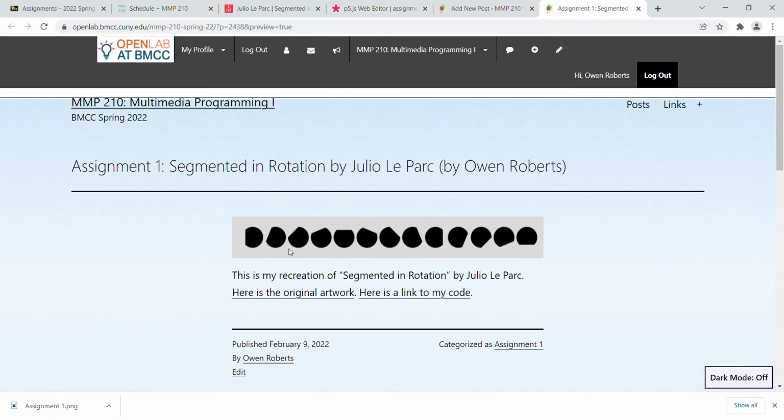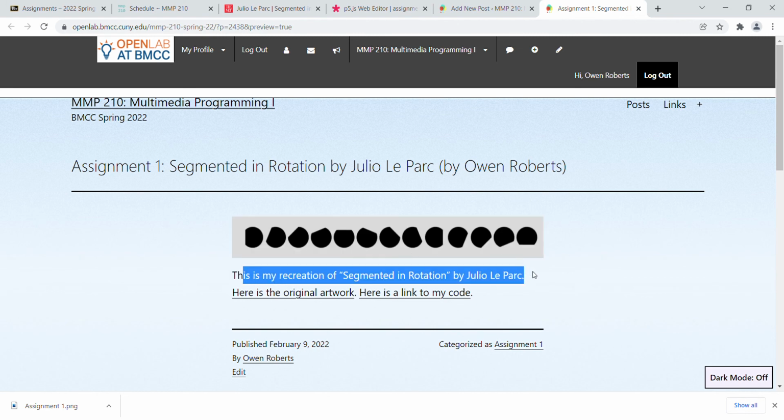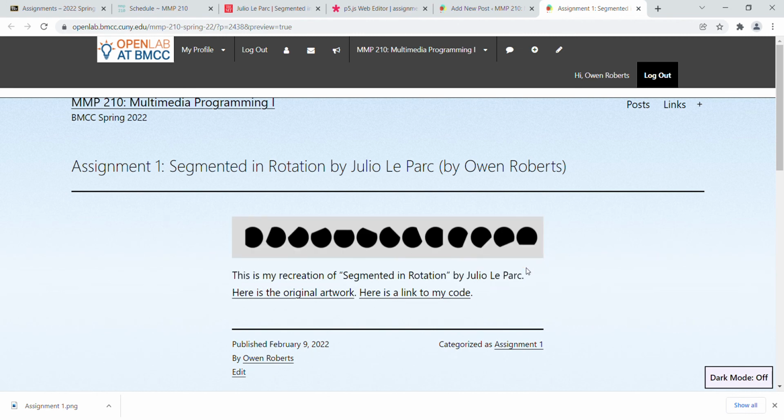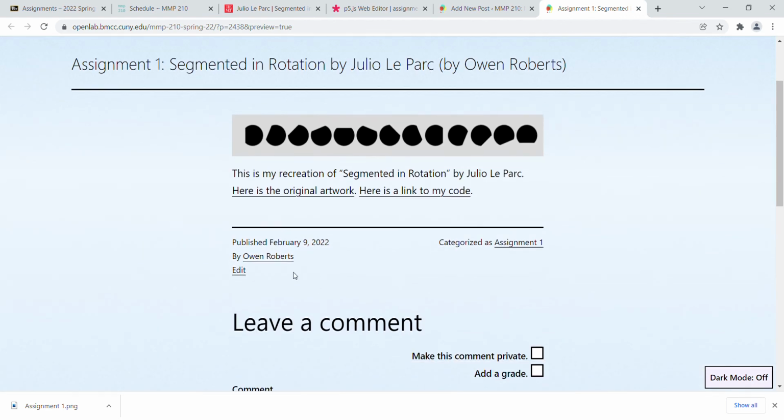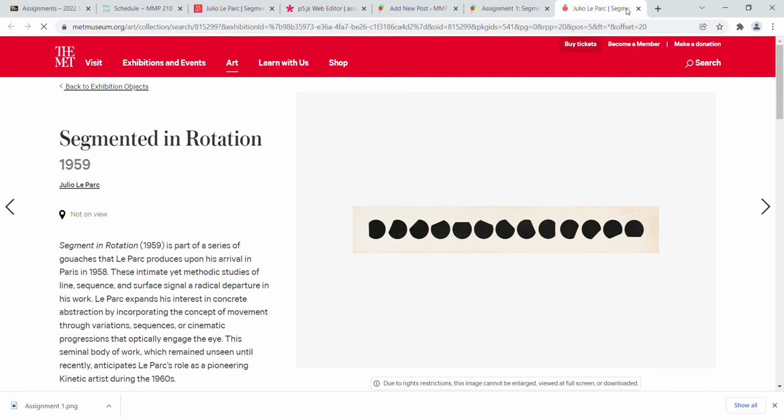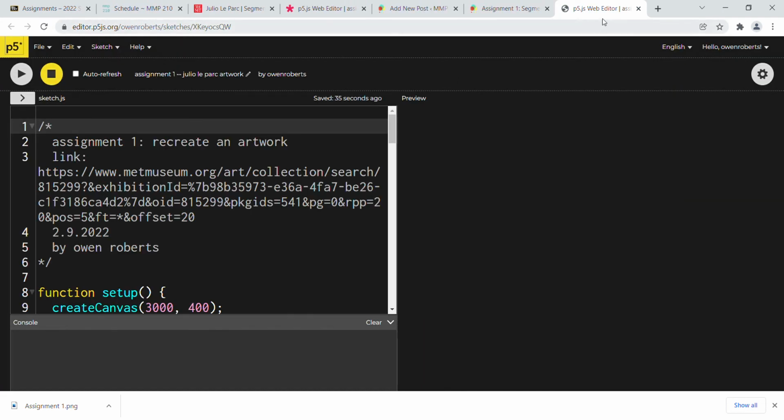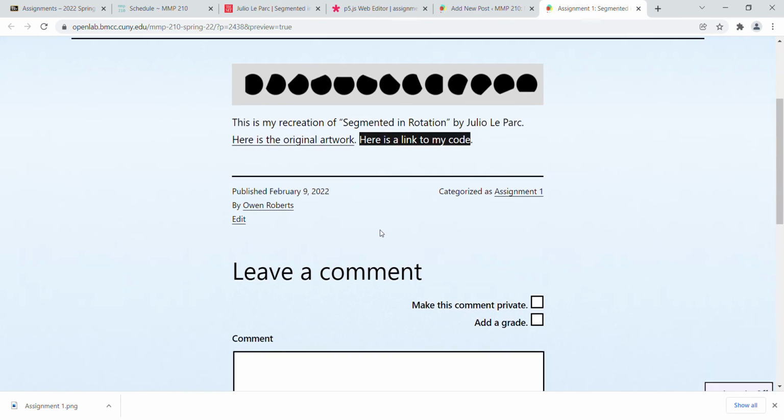So there's my artwork. I have a little description. If you want to talk more about why you were inspired by the artwork, you can feel free to elaborate here if you want to. And then I can go to the original work to compare, and I can go to my code if people want to see the code.